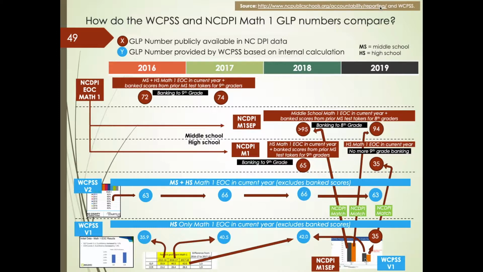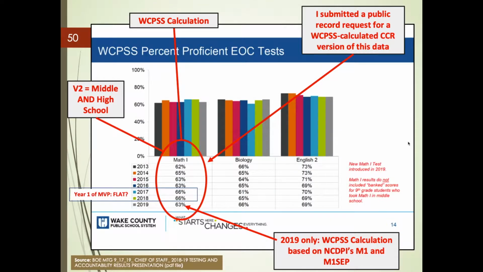And this first number here, again, is a 2018 number. It's showing the prior year, which was the 42, which was, again, manually calculated, not available from DPI, but produced on this public records information here. So back to the large size of this chart. So again, this data is the version 2 middle and high school data. It's a Wake County calculation. The year 1 of MVP was flat for this particular data set. And for 2019 only, the Wake County calculation is also based on NCDPI's M1 calculation and M1 SEP.